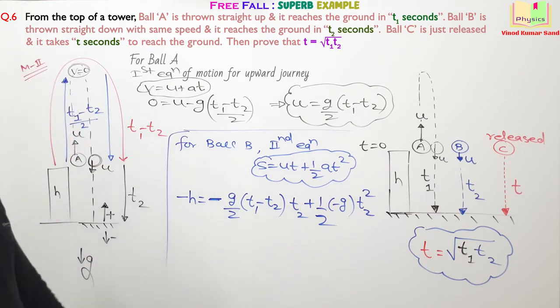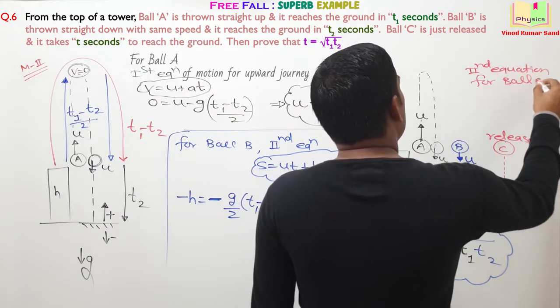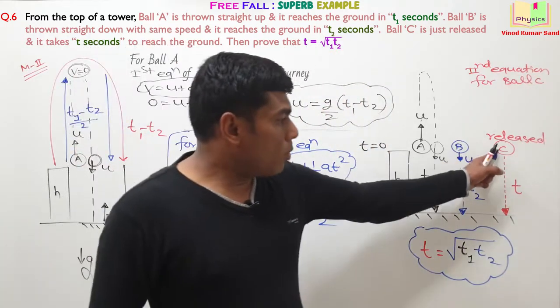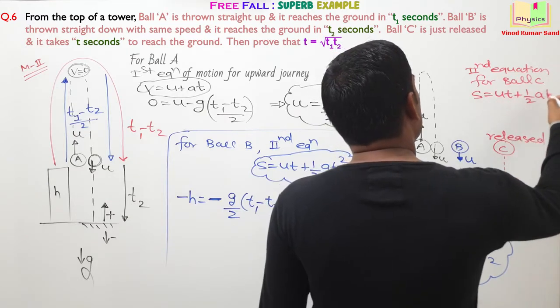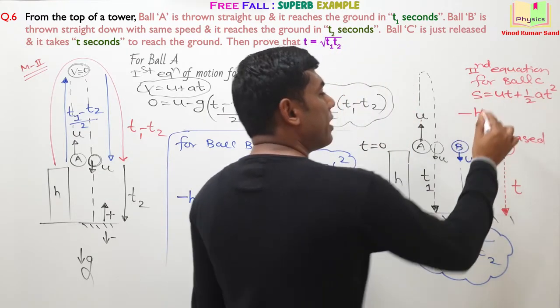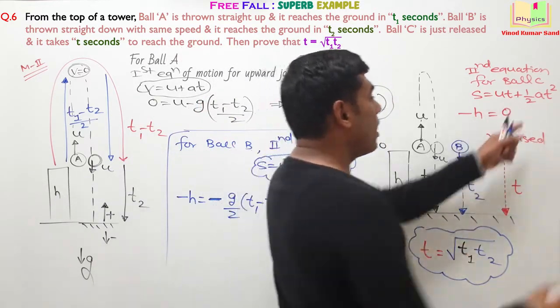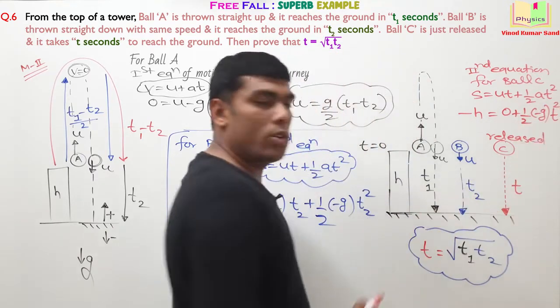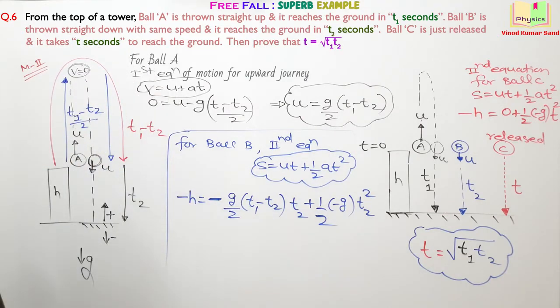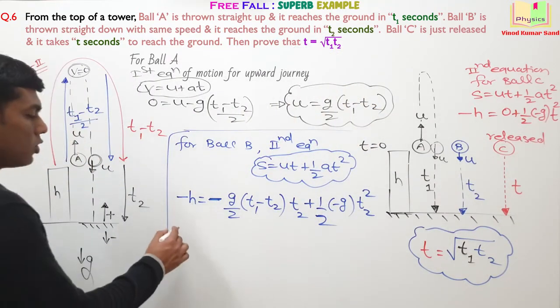Fine. Now I am using the second equation for ball C. The ball C is falling down. We are using s is equal to ut plus half at square. At the place of s, we will write minus h. u is 0. Acceleration is minus g, and the time is t only. Is it okay? So from this computation, h can be written as half g t square here.